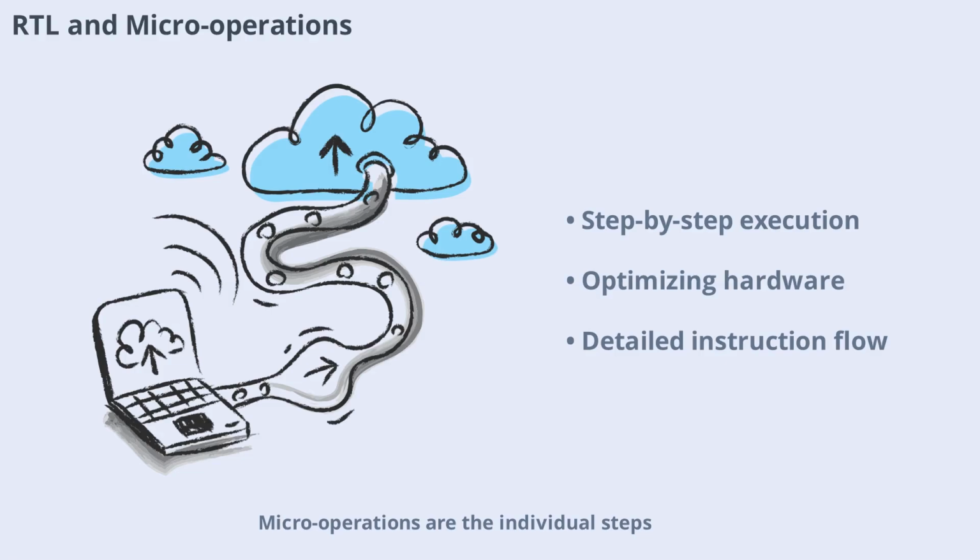Microoperations are the individual steps that make up a CPU instruction. RTL is used to describe these microoperations, such as fetching data from memory, performing arithmetic, or storing results. By breaking instructions into microoperations, designers can optimize hardware for speed and efficiency.